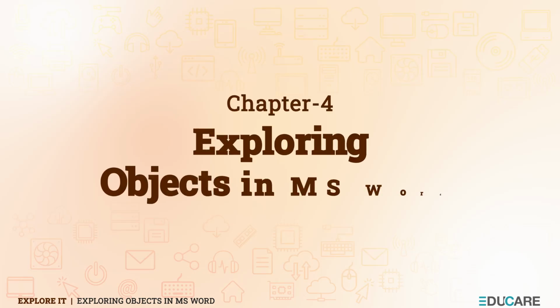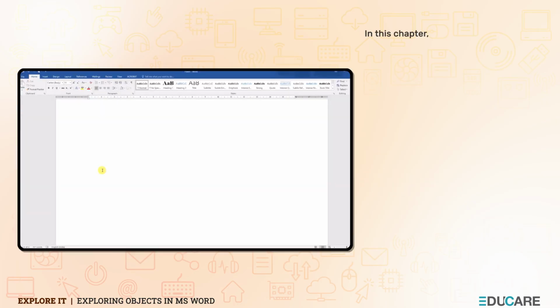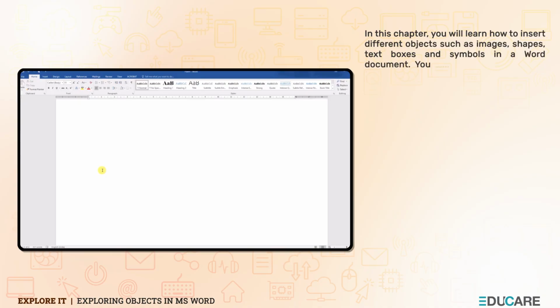Chapter 4. Exploring Objects in MS Word. In this chapter, you will learn how to insert different objects such as images, shapes, text boxes, and symbols in a Word document. You will also learn about the ways to format different objects.